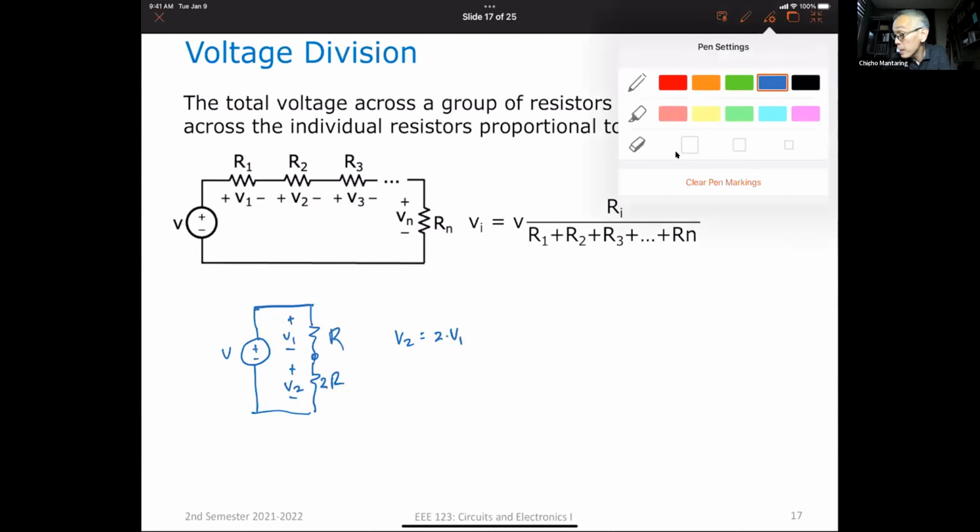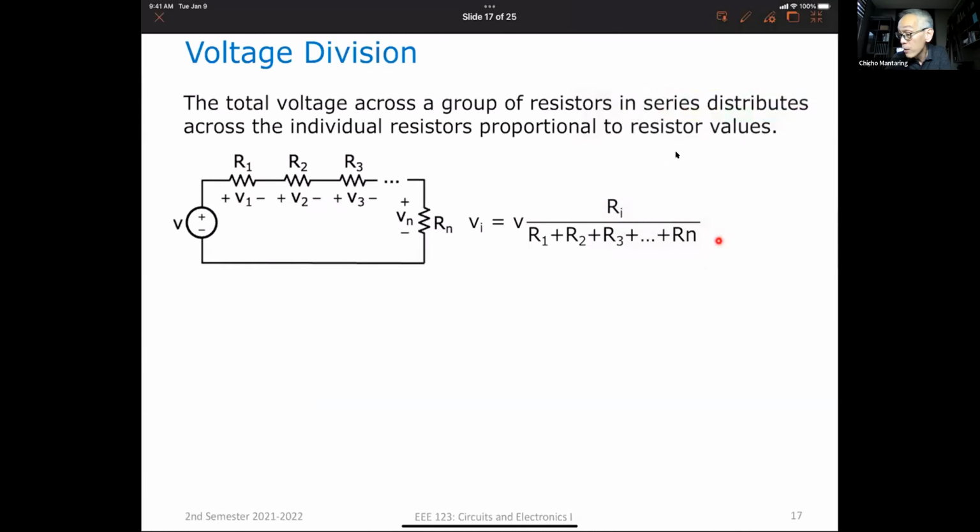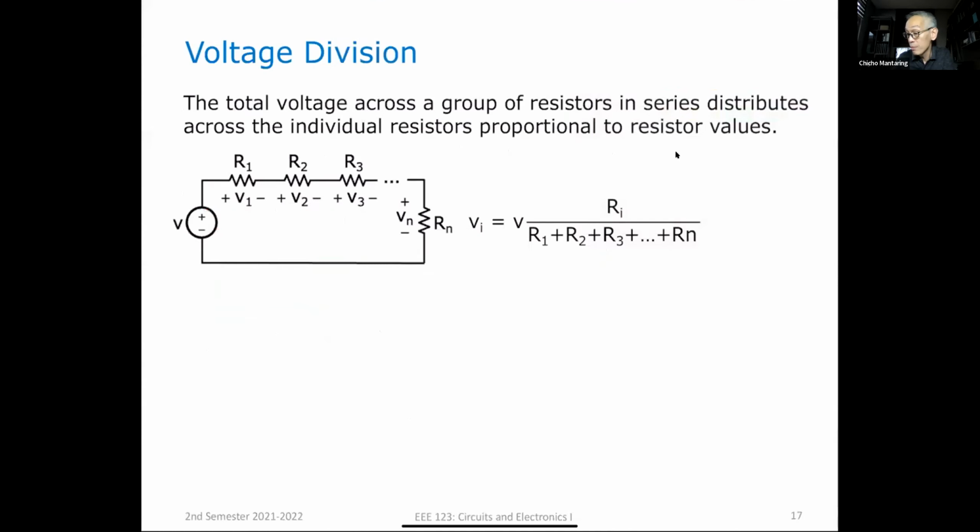And if you try to express that mathematically, this is your mathematical expression. Vi is equal to V, the total V across all the resistors, multiplied by Ri, divided by the sum of all the resistances.